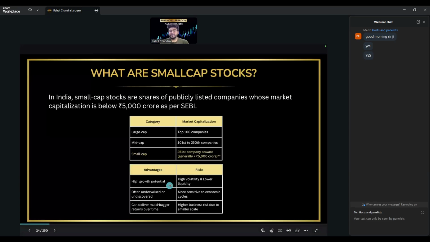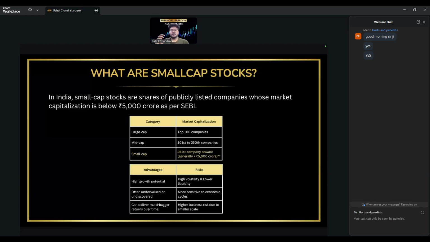What are the risks? Because they are small, they have high volatility and lower liquidity, because not too many people are trading on it, not too many people are investing in it. What happens is on days when there are movements, the movements are very, very fluctuating. It can shoot up very fast, it can shoot down very fast. And because fewer people are trading this stock, the liquidity is lower. And what do I mean by liquidity? Simply the number of times a share of a particular stock is traded in the market.